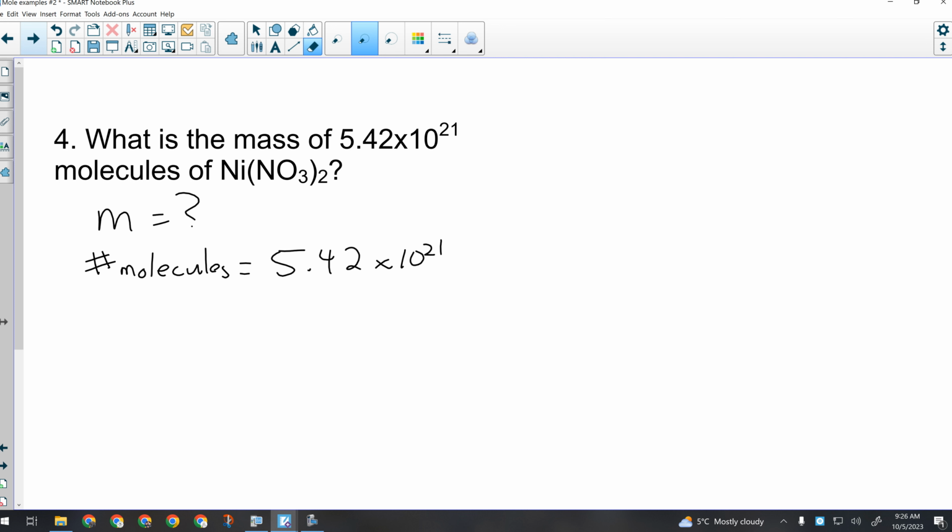Is that more or less than a mole? A lot less. Like it's a factor of 10 to the 2 less than an actual mole. So is it okay if when I calculate the number of moles, I get a really small decimal? Yes, it is. That throws people sometimes, so that's why I bring it up. All right, so I've got the number of molecules, and I also have the material. It is nickel 2 nitrate.